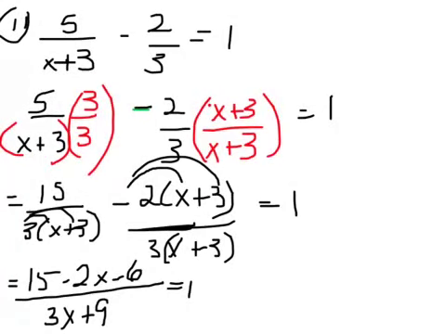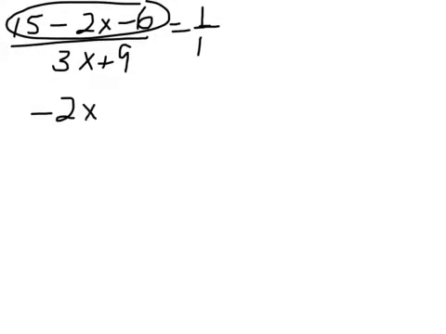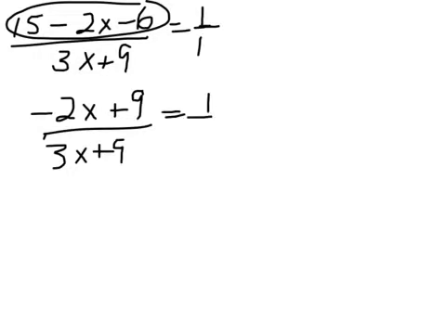I have to write this down because I have to go to a new slide. Okay. I could turn the other side into a fraction, couldn't I, by just putting 1 over 1? Is there anything I could clear up on the left-hand side before I start cross-multiplying? Yeah, this part right here. 15 minus 6 is 9, right? So it would be negative 2x plus 9 over 3x plus 9 equal 1 over 1. Oh, this cross-multiplying is going to be real difficult, isn't it?